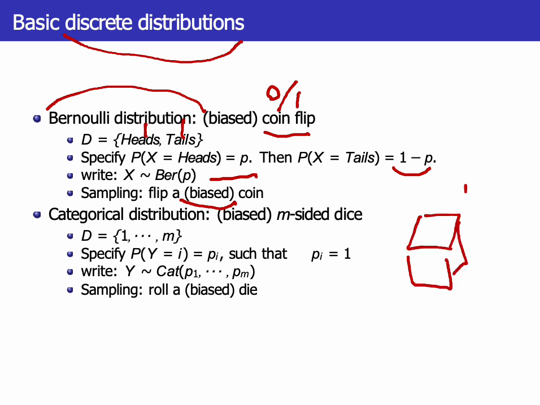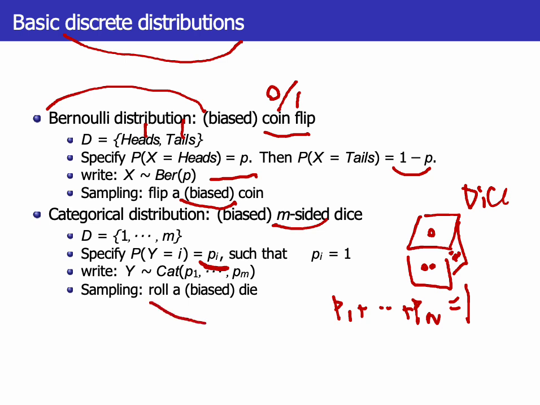And another example is the m-sided dice. So you have m sides, with 1, 2, 3, or 4, 5, 6, 7, and each side has a probability, and p1 to pn should sum to 1. When we roll the dice with biased probabilities, we get categorical distributions.